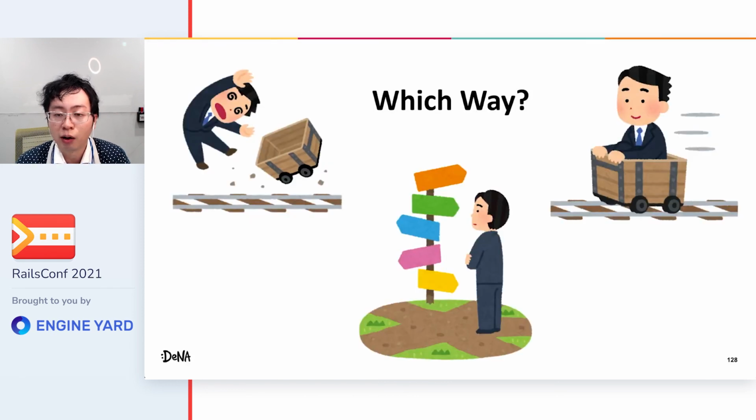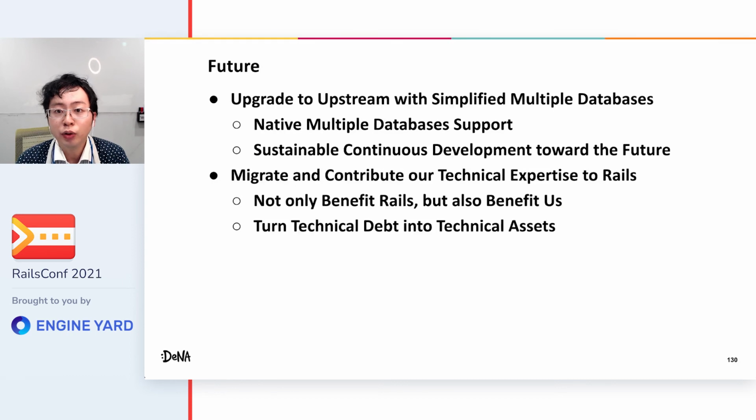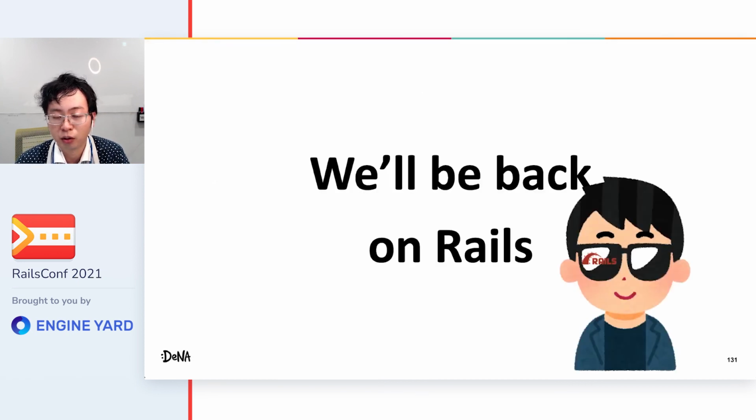So which way are we going? Of course, on the Rails. We are considering upgrading to upstream with simplified multiple databases. I think this is sustainable, continuous development toward the future. Also, we are considering migrating and contributing our technical expertise to Rails. This not only benefits Rails, but also benefits us. And we can turn technical debt into technical assets. We'll be back on Rails.